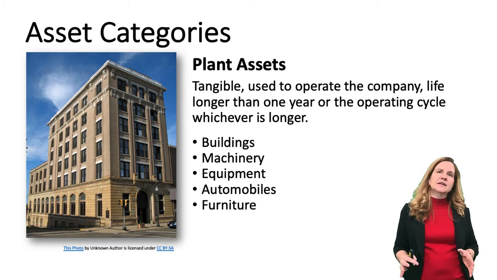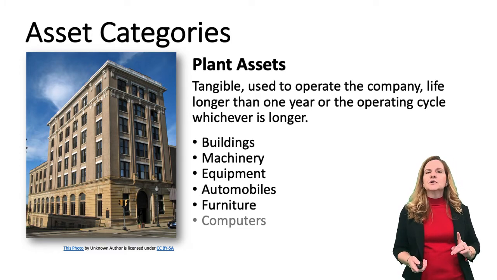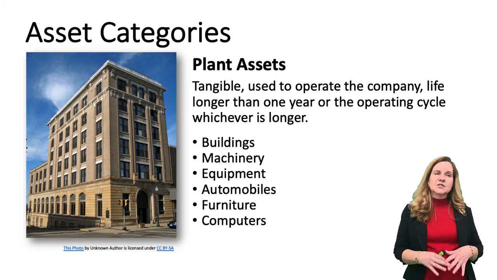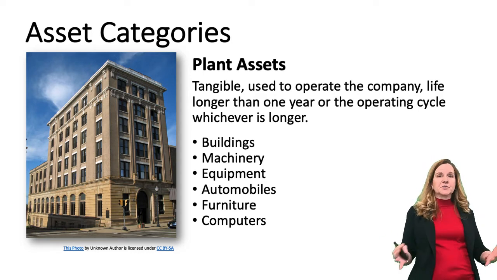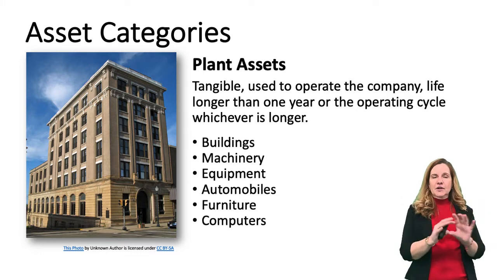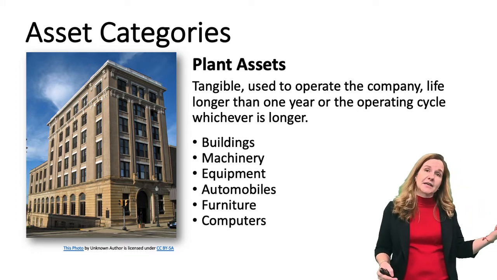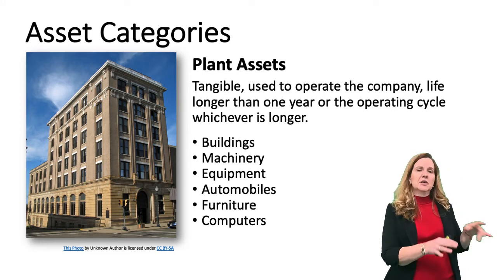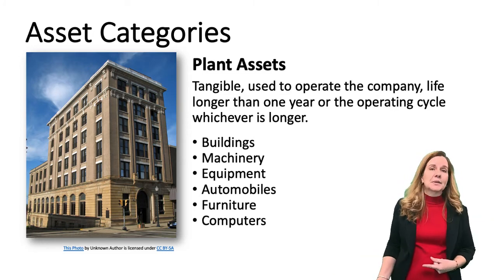Now there's a few things I want to distinguish. Computers is also a plant asset, as long as it's being used to operate the company. So if you think about a company that sells computers, the computers that they're selling are inventory. That's a current asset. But maybe the computers they have in the back office that they're using to run the company, to bill or anything like that, those would be considered a plant asset.